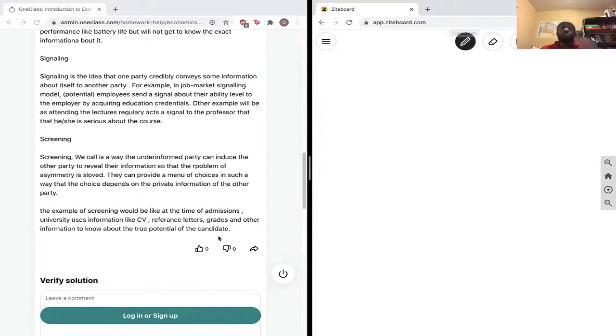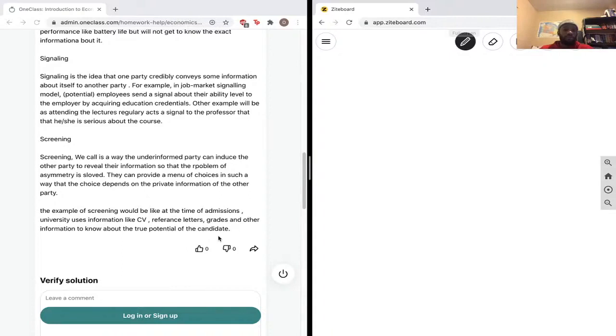And a perfect example is when you're looking for a job. You put all those things on your resume because you want to make the person hiring you know that you're capable of doing what the job entails. So that means going to school, getting an education. Everything you put on your resume is basically signaling the people hiring you that you're capable of what the job entails.